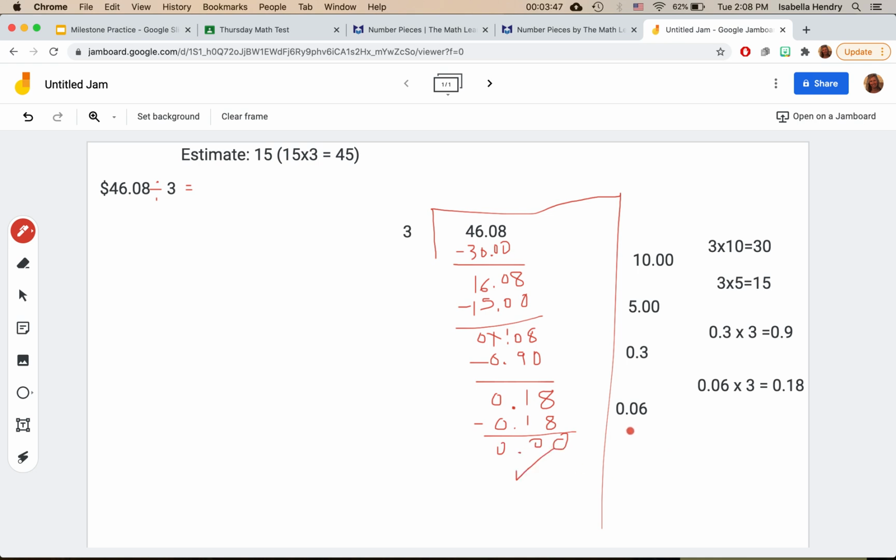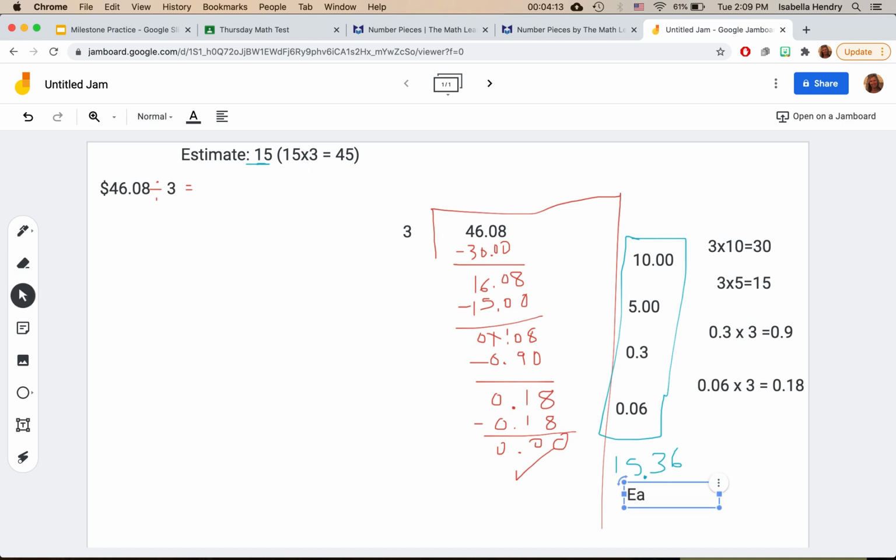There is no remainder. So now all I have to do to get my total is add up these numbers that I was dividing out piece by piece. So I add them up. It's 6 hundredths, 3/10, and 15 wholes. So the price for each flower was $15.36, which clicks with my estimate. So I feel good about that answer. And I'm going to use a full sentence. I'll say each flower costs $15.36.